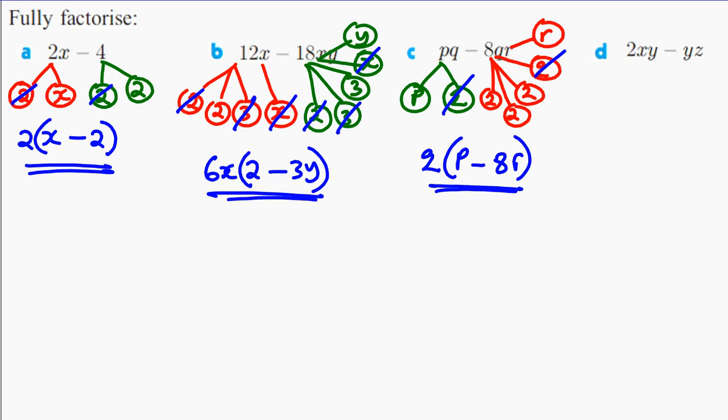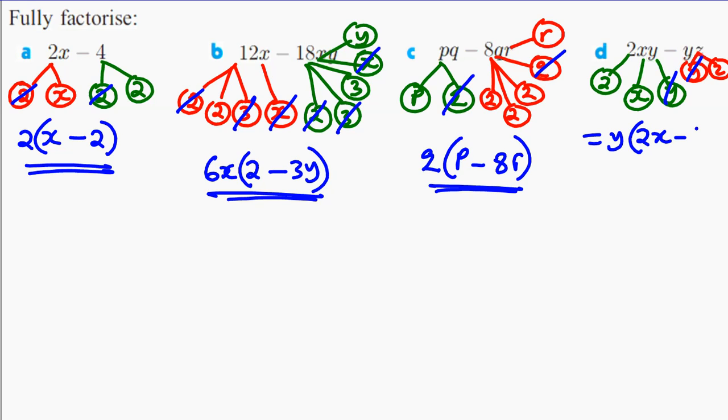There are shorter ways of doing it. With experience, you should be able to figure out the shorter ways of doing it. But in the meantime, I'll just try to use the long way. So 2xy, and then here the factors are just y and z. The common factor is just y. So my final answer will be y into bracket 2x minus z.